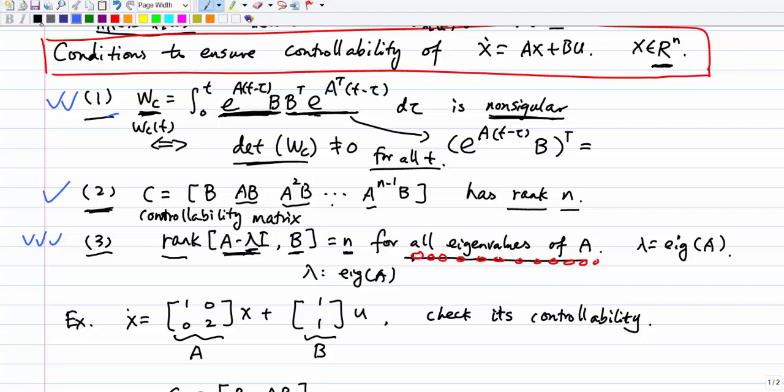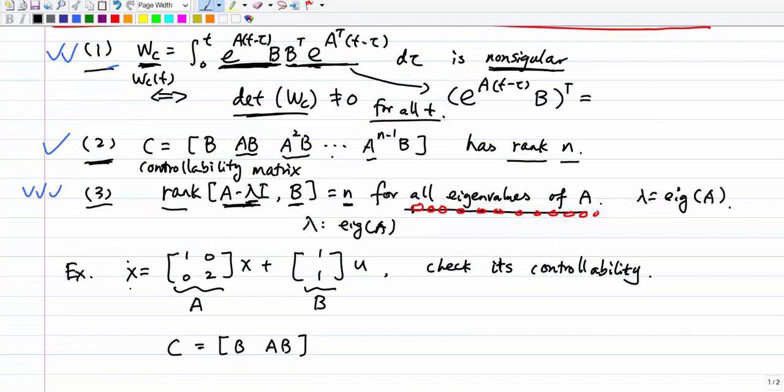Now I want to go over a few examples about how to check if a linear time invariant system is controllable or not. Let's start with the first example, which is given by x dot equals the matrix [1 0; 0 2], which is A, times x plus [1; 1], which is the B matrix, times u. And of course the question is to check its controllability. Now you can use any one of the three methods, but like I mentioned before, the second method is the simplest one. So let's use the simplest one.